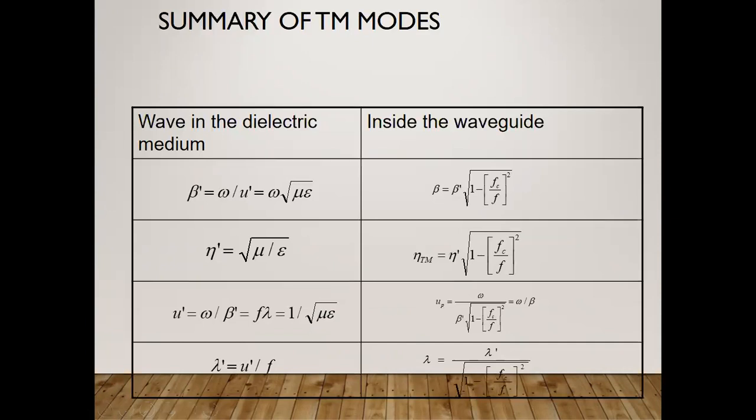Okay. So this is the summary of the TM modes. What is that in the summary? The wave in the dielectric medium, or inside the waveguide, beta is equal to omega divided by u dash. u dash is nothing but the velocity, so finally beta is omega root of mu 0 epsilon 0, or you can say mu 0 epsilon. In this way, you can calculate the propagation constant beta.